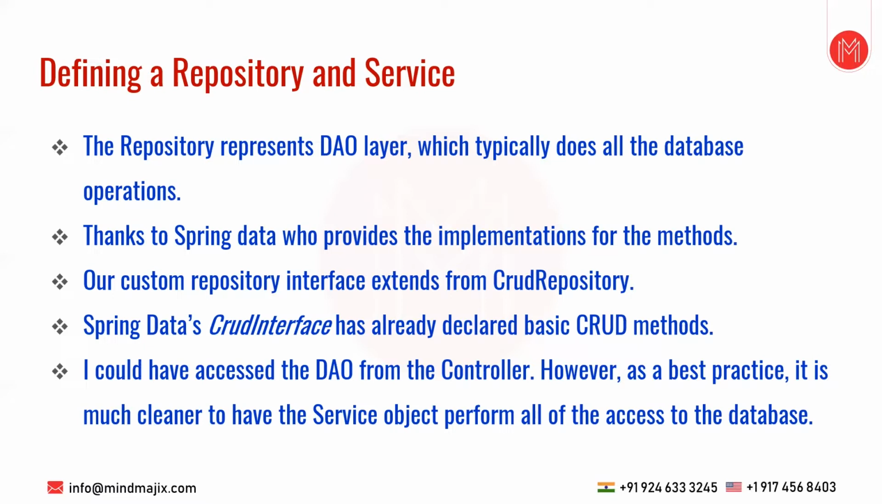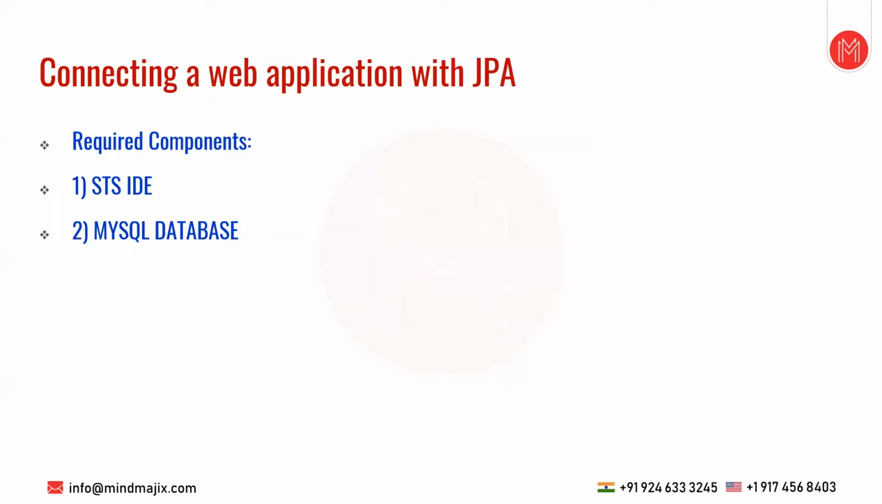And to be frank, we can access the DAO from the controller. But from the best practices point of view, for a cleaner separation of code, we are going to use a service layer. So we are going to use a service object to perform all the access to the database. Here we know how to create an entity, and how to define one simple repository and one simple service. Now our main agenda is how to create one simple application using Spring Boot and JPA.